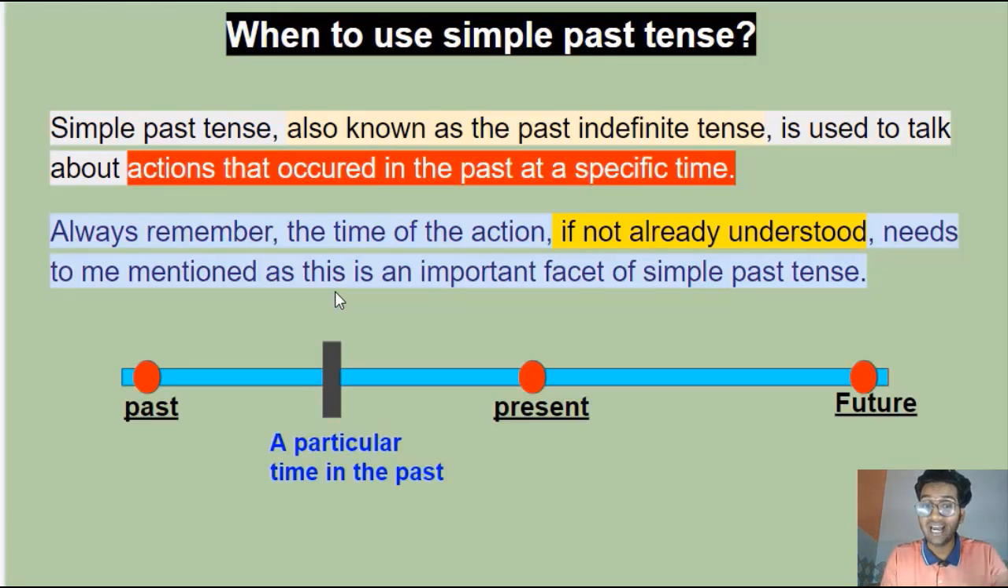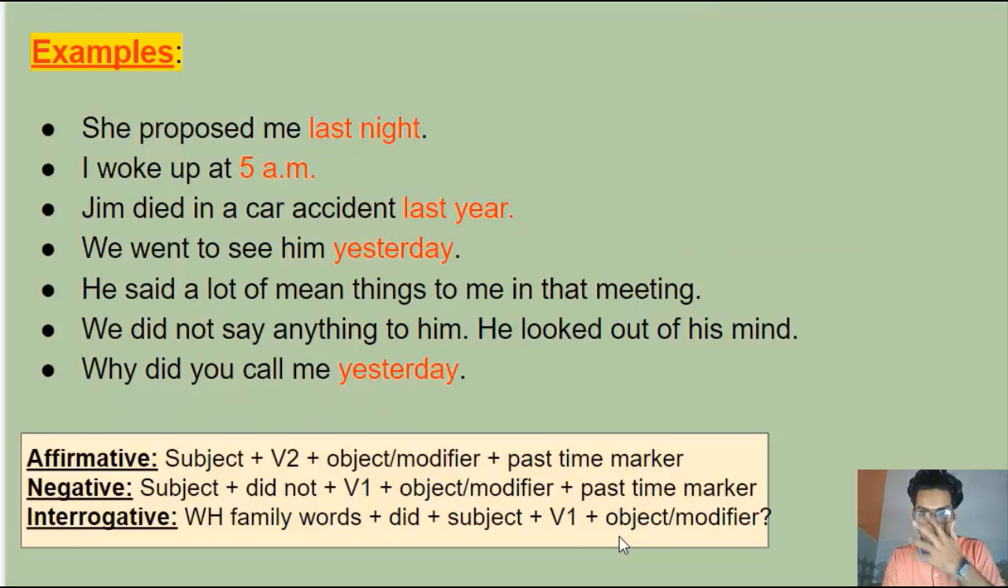Okay. Now you can have a look at this visual representation of simple past tense. Past, present, future, right? And simple past tense, we're talking about actions that occurred in the past, at a particular point of time, at a specific time, right? Now we'll look at some examples and understand this. It is very simple, guys. All right. Now before we look at the examples, let's look at the structures. We're not going to focus a lot on the structures. We'll simply understand how to form sentences here, and then we'll come to examples.